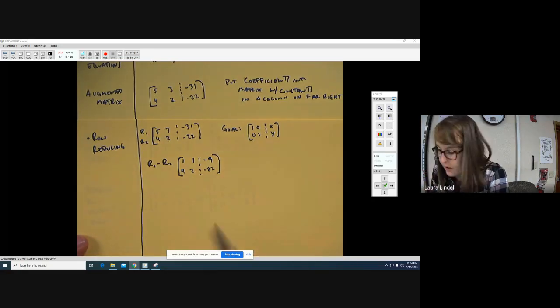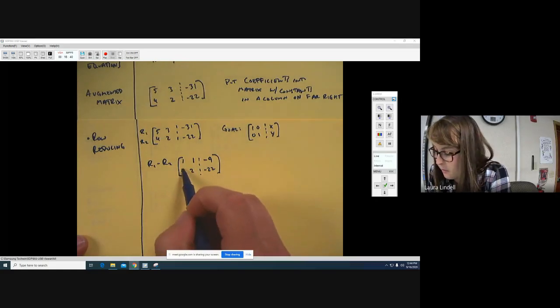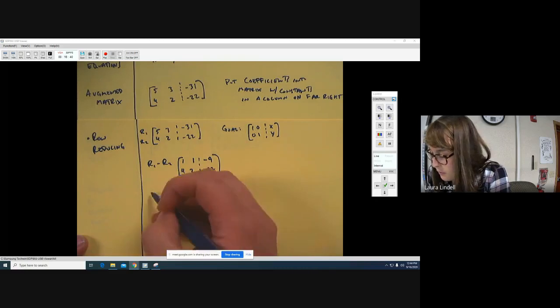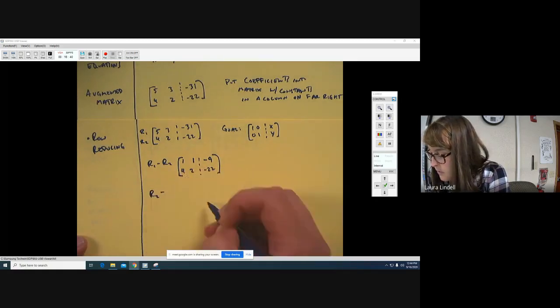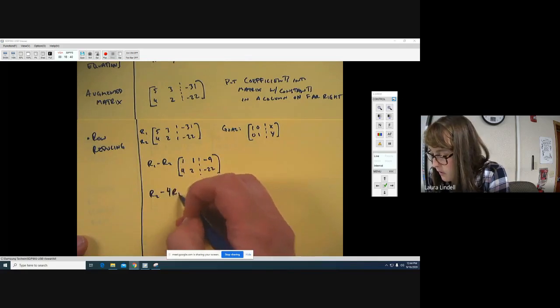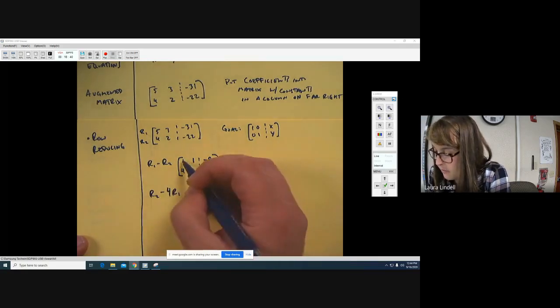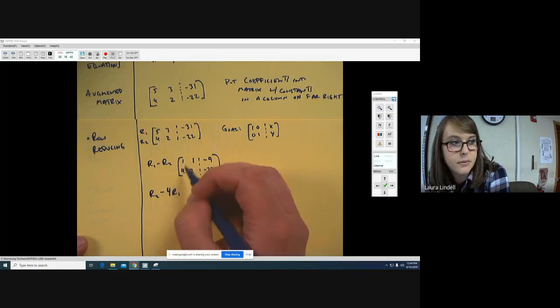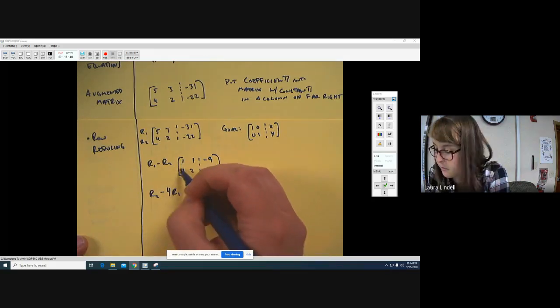Now we're going to keep going and try to get something else out of this. So now I want this to be a 0. So I'm going to take row 2 and I'm going to subtract away 4 times row 1. Because 1 times 4 is 4. And if I subtract away 4 of them, that will get me a 0 right here.